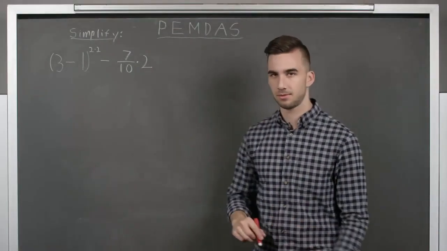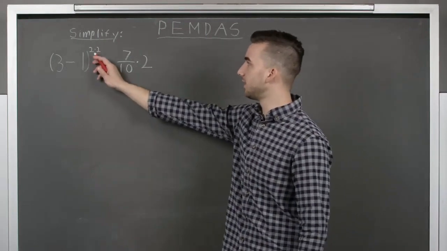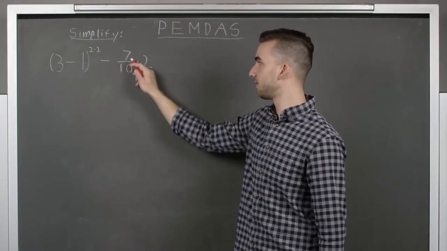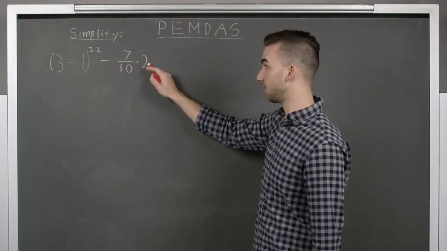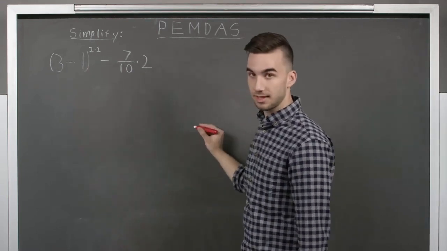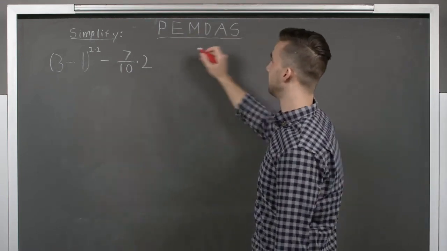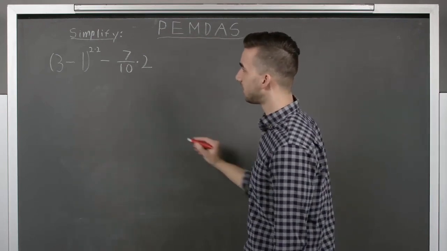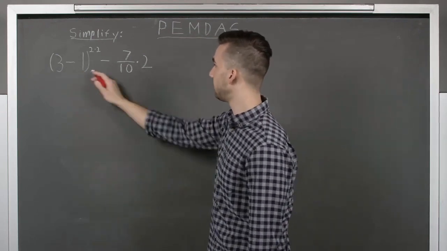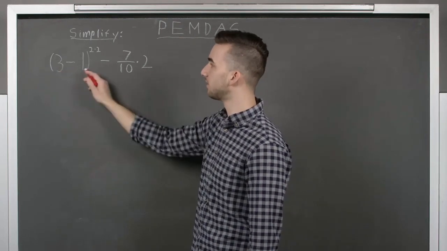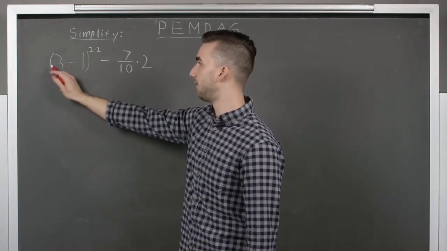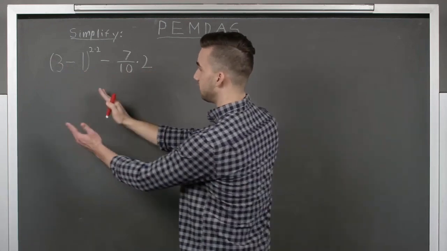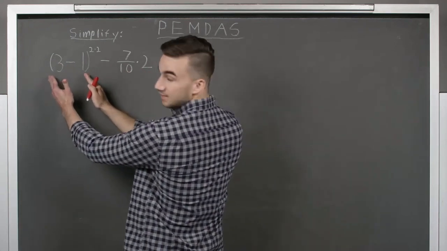In this example, we have parentheses, exponents, subtraction, division, and multiplication. So what order do we do that in? PEMDAS. Let's start with the P. P is for parentheses. So the only parentheses we have here is the 3 minus 1. So we just need to simplify everything inside of the parentheses.